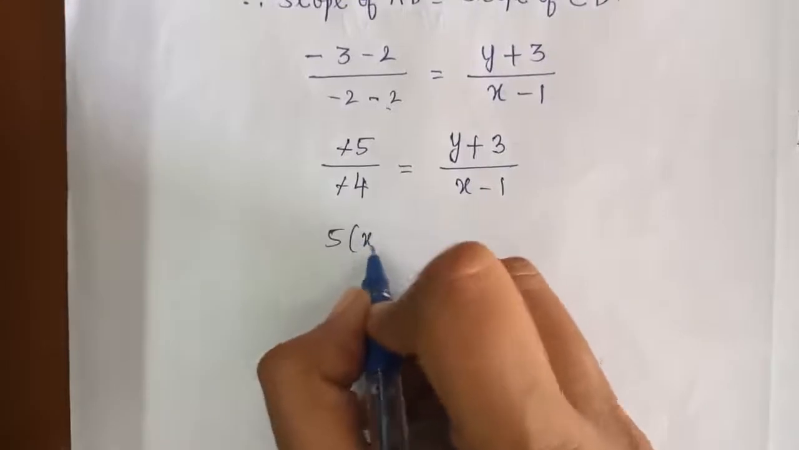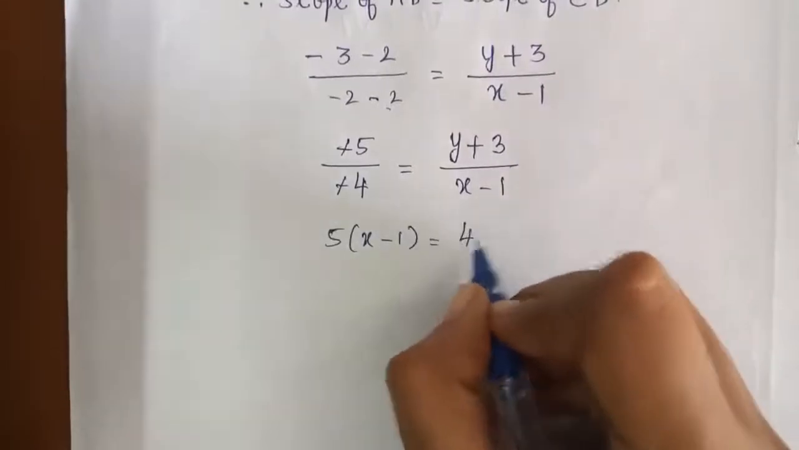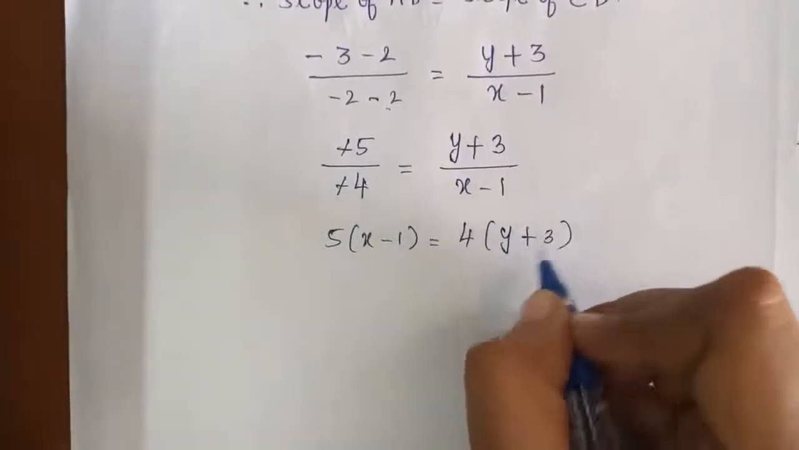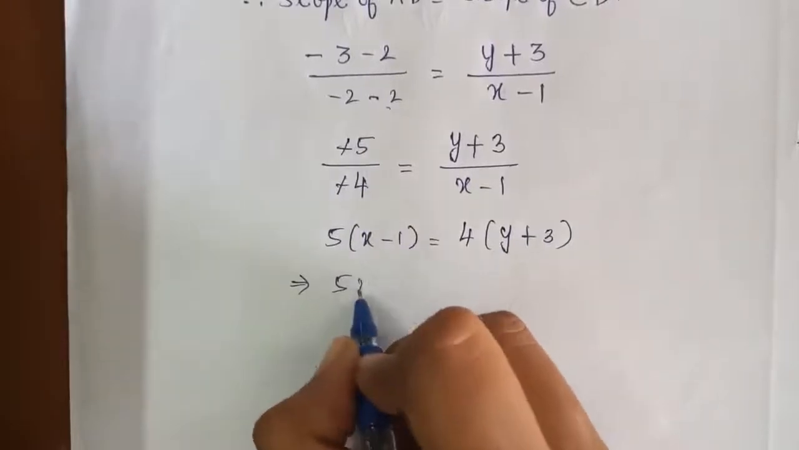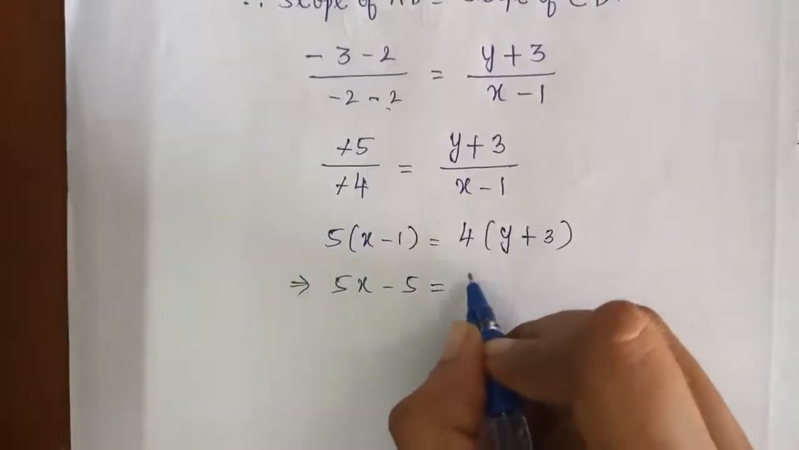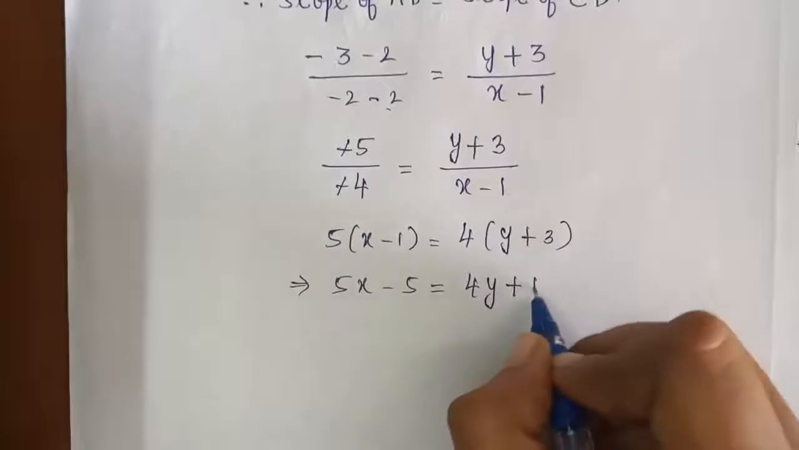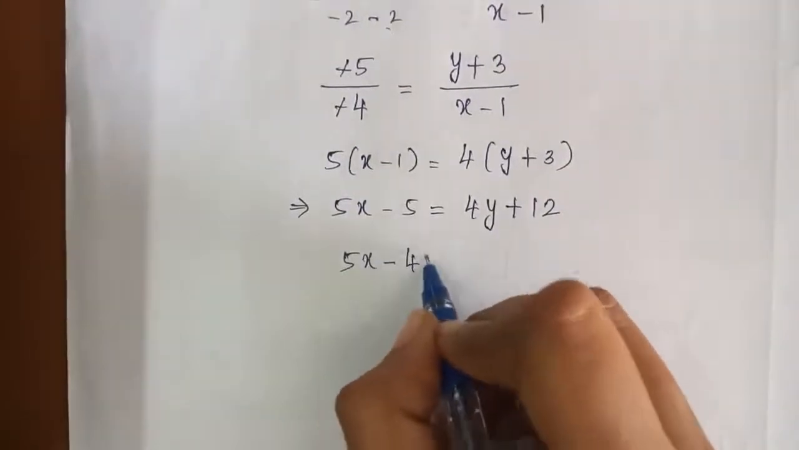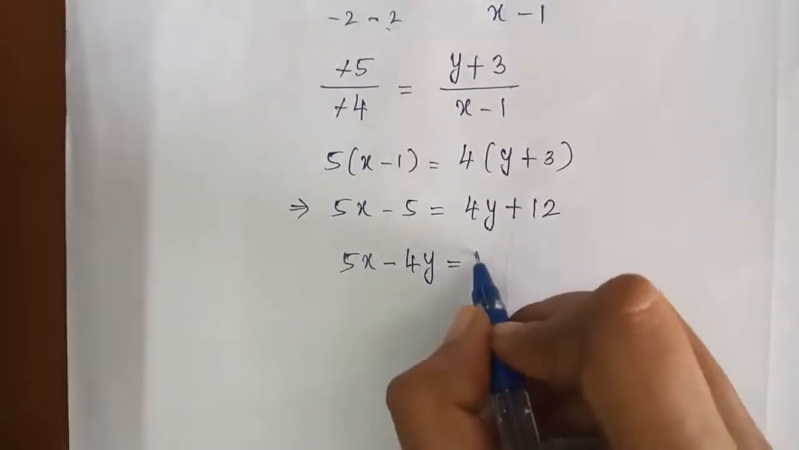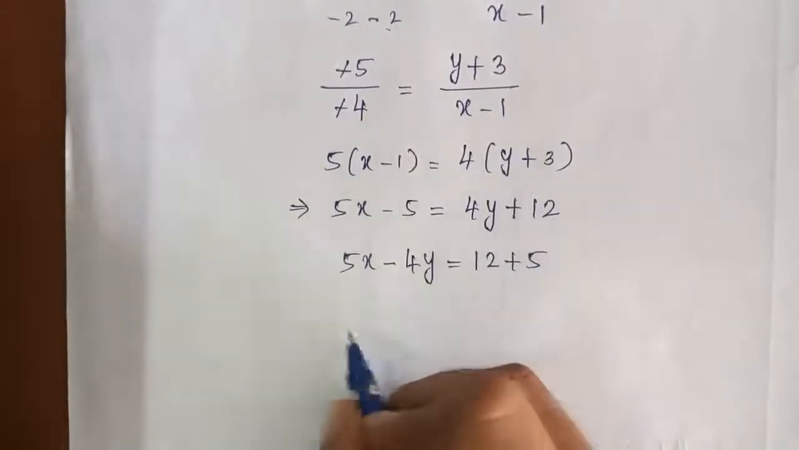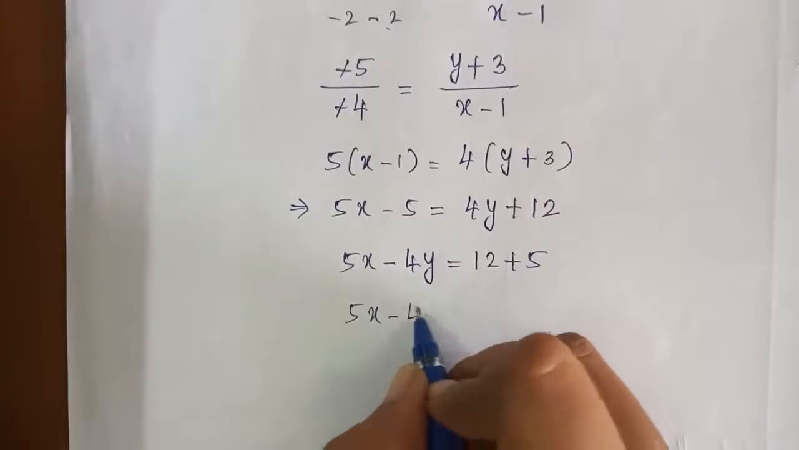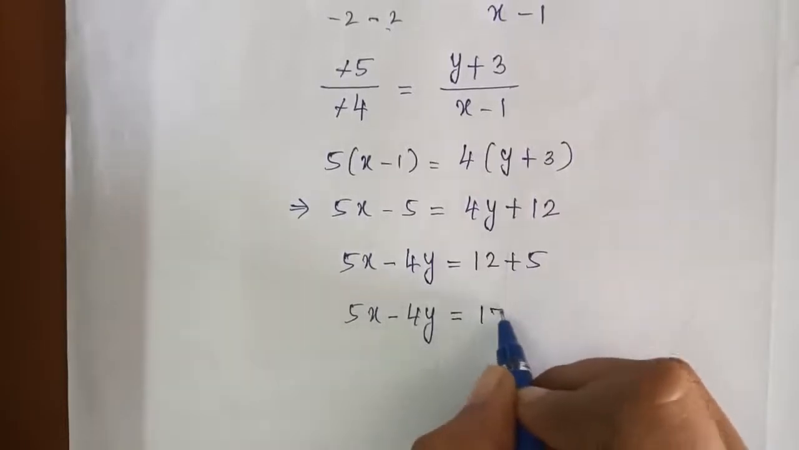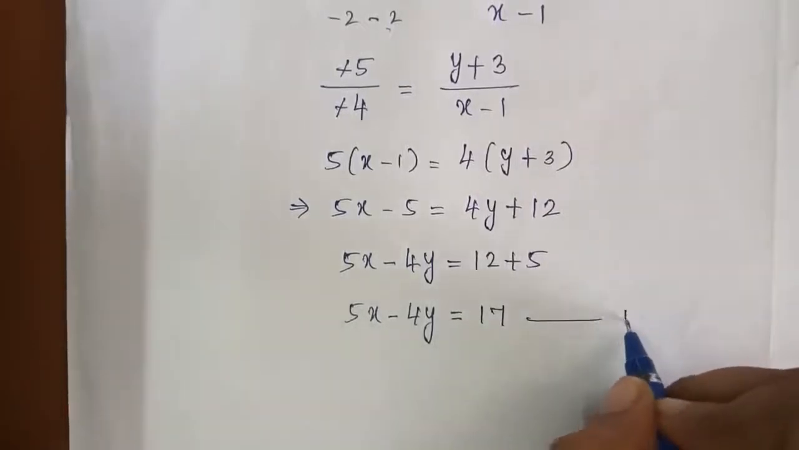5 into x minus 1 is equal to 4 into y plus 3, which implies 5x minus 5 is equal to 4y plus 12, since 4 3s are 12. So 5x minus 4y is equal to 12 plus 5. So 5x minus 4y is equal to 17. This is your equation number 1.